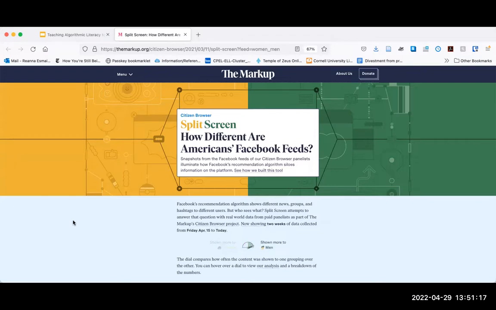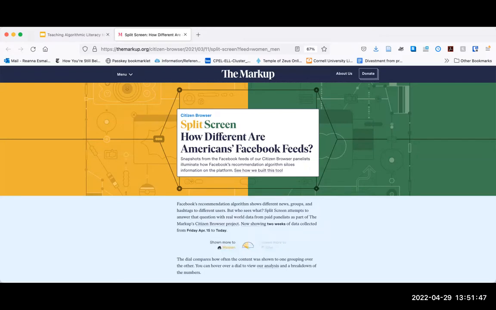So this was a project that they launched about a year and a half ago, and it's called the Citizen Browser Project. It's a plugin that they developed, they being The Markup, and they paid Facebook users to install it in their web browser that they would then use when searching Facebook.